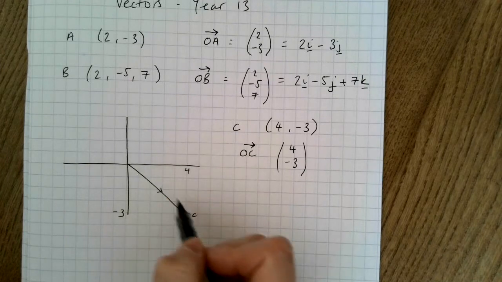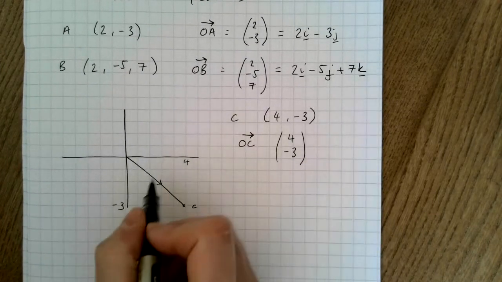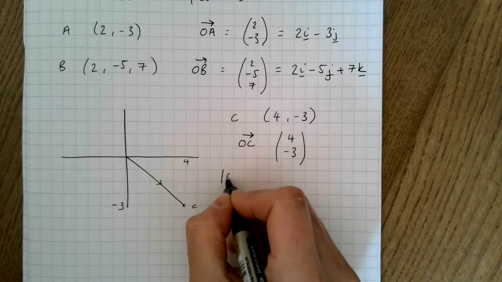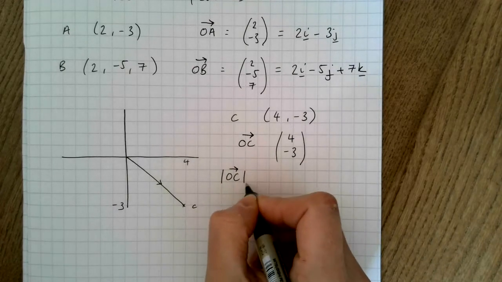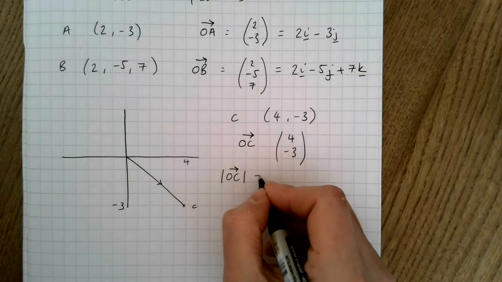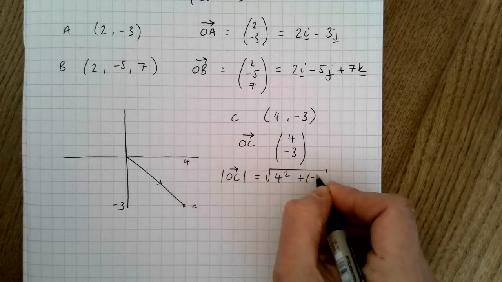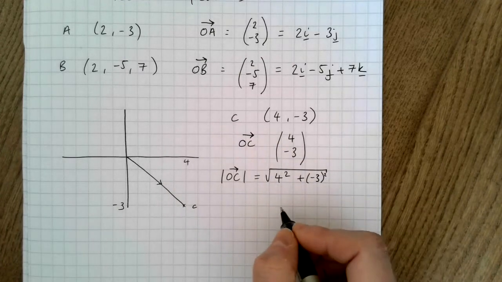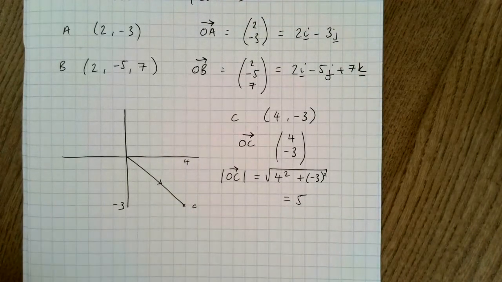So if I wanted to find the magnitude of it, say I wanted to find the length of that line, I would use Pythagoras' theorem. So the magnitude of OC, with the 2 lines either side as the notation for the magnitude, I would say it's the square root of 4 squared plus minus 3 squared, which is 5. So that line there, that vector, has a magnitude of 5.